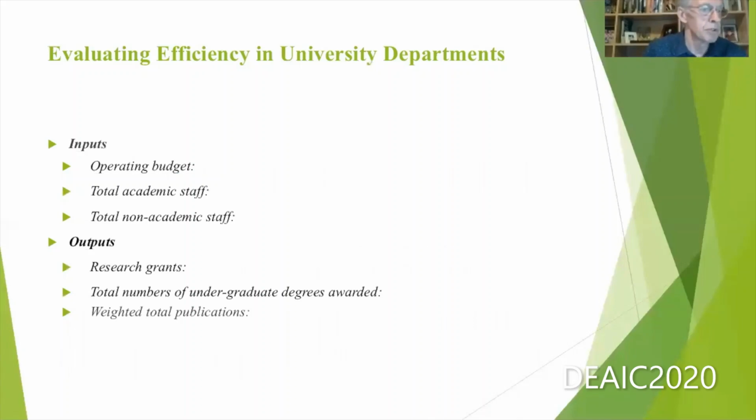Let us suppose we wish to evaluate the efficiencies of a set of departments within a university. Consider the following input and output factors. Potential inputs might be department budget, total academic staff, total non-academic staff. Outputs might consist of external research grants, total numbers of undergraduate degrees awarded, and some kind of weighted function of publications.